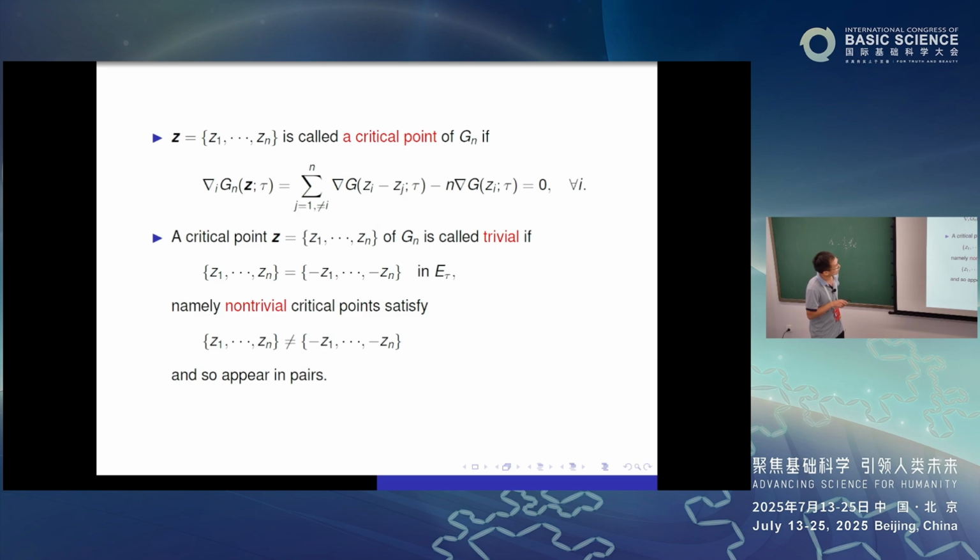Z is called a critical point, meaning the derivative with respect to Z_i for every i is equal to 0. Since G is even, if this is a critical point, then this is also a critical point. But these two critical points may be the same in the torus. If they are the same, we call it a trivial critical point. If they are different, then we call it a non-trivial critical point. So a non-trivial critical point, if it exists, must come in pairs.